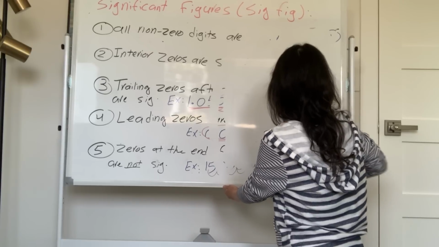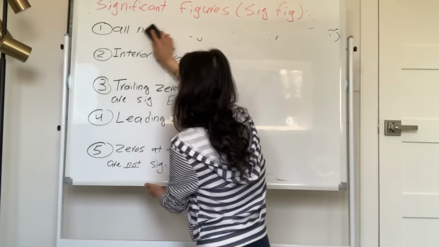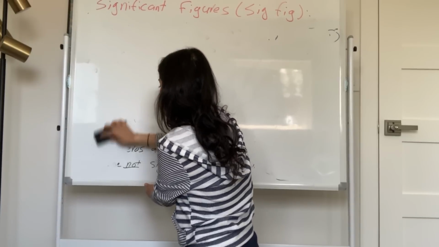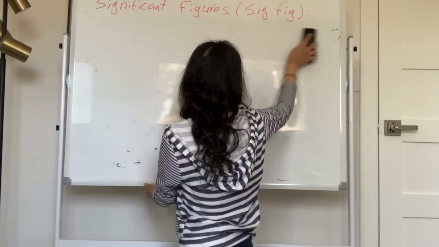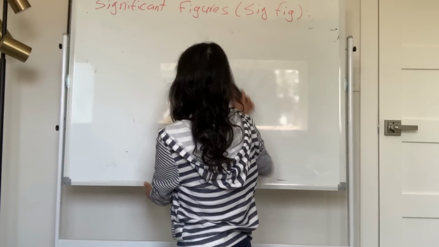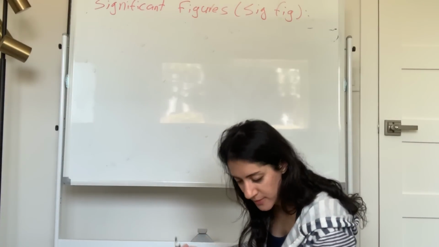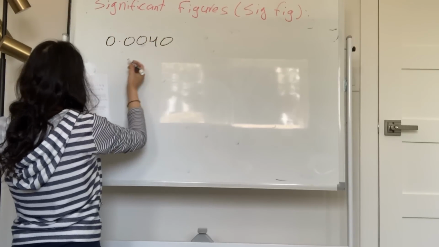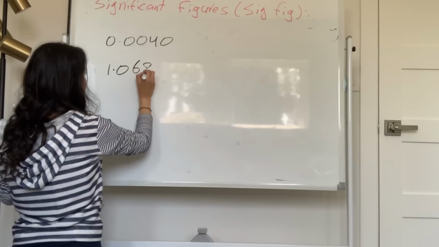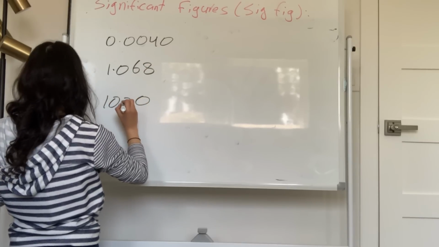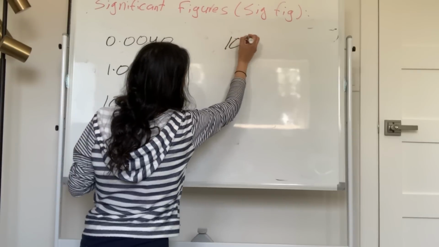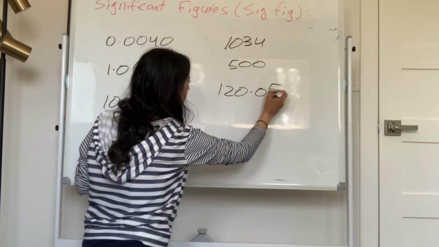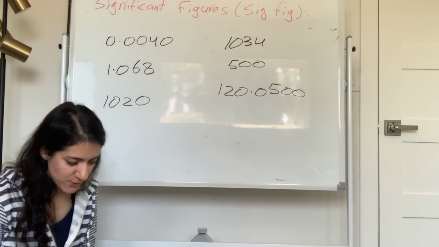Now, I'm going to write down a bunch of numbers and then you pause me. I won't take it personally. What I want you to do is write down how many Sig Fig each number has. Okay, here are the numbers. 0.0040, 1.068, 1020, 1034, 500, 120.0500. Okay, let's do it. You got this. You completely got this.